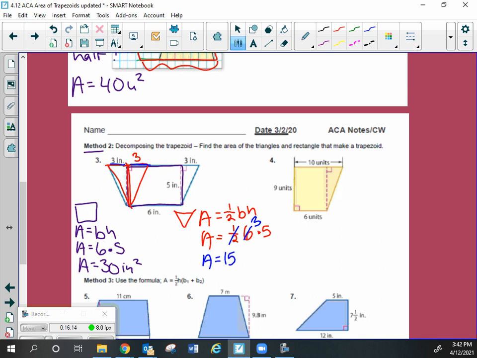Inches squared. So is my answer 15 inches squared? No, I still need to add both parts. So 30 plus 15 would give me 45 inches squared. Okay, so that's a different method. I think I'm more inclined to use that one than flipping on the other one. But again, that's my personal preference.